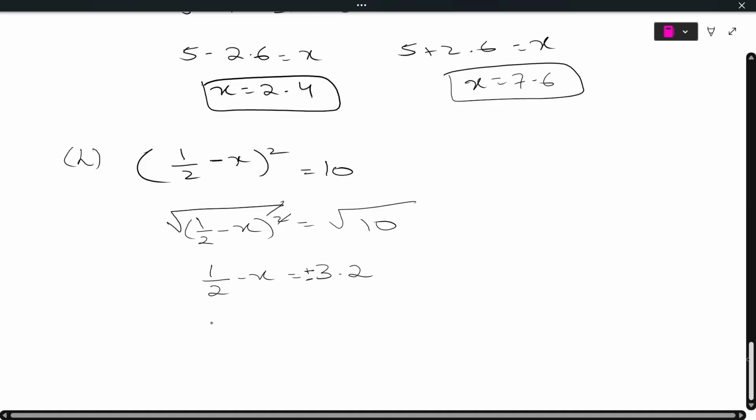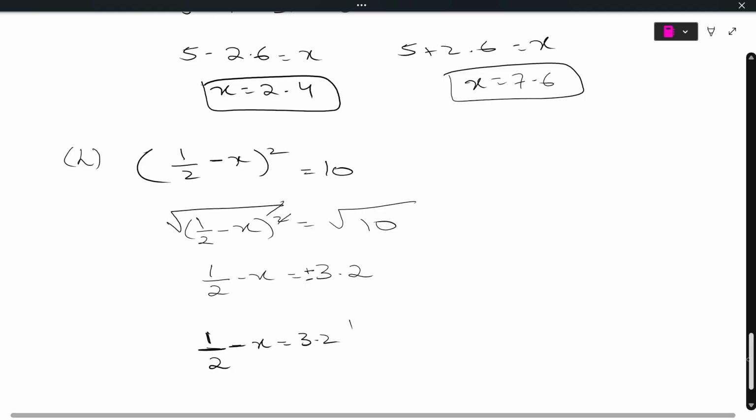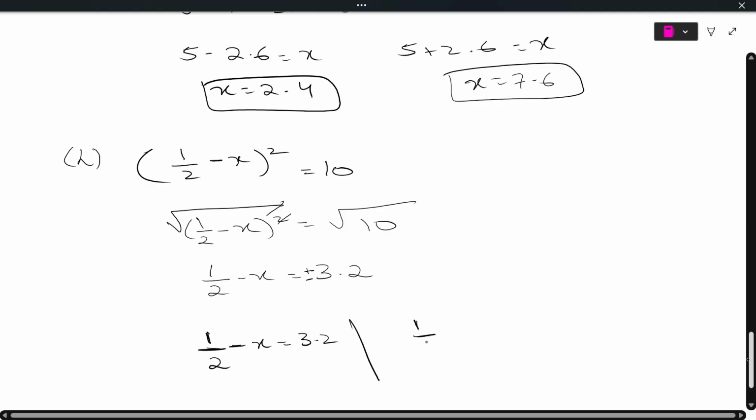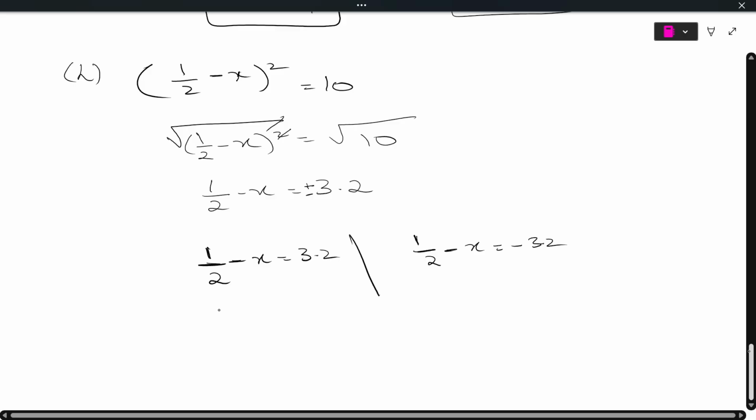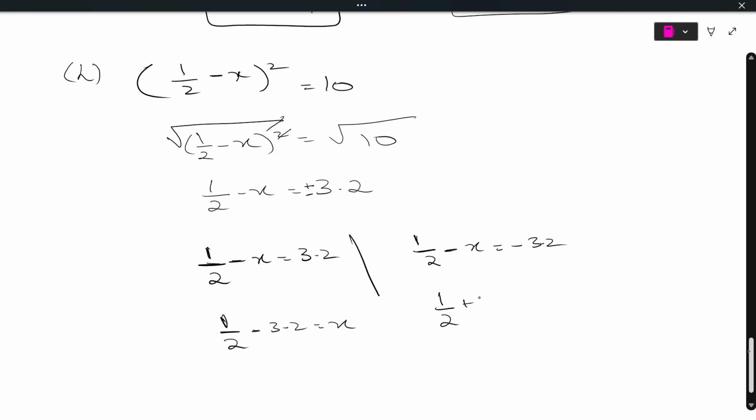So now what we'll do, we'll send this x to the other side. First of all, let's write both the equations that we have. 1 over 2 minus x equals 3.2, that's the first one. The second one is 1 over 2 minus x equals minus 3.2. One is positive, one is negative, okay? And now I'm going to send my x to the other side, so it's going to be 1 over 2 minus 3.2 equals x. The other one is going to be 1 over 2 plus 3.2 equals x.